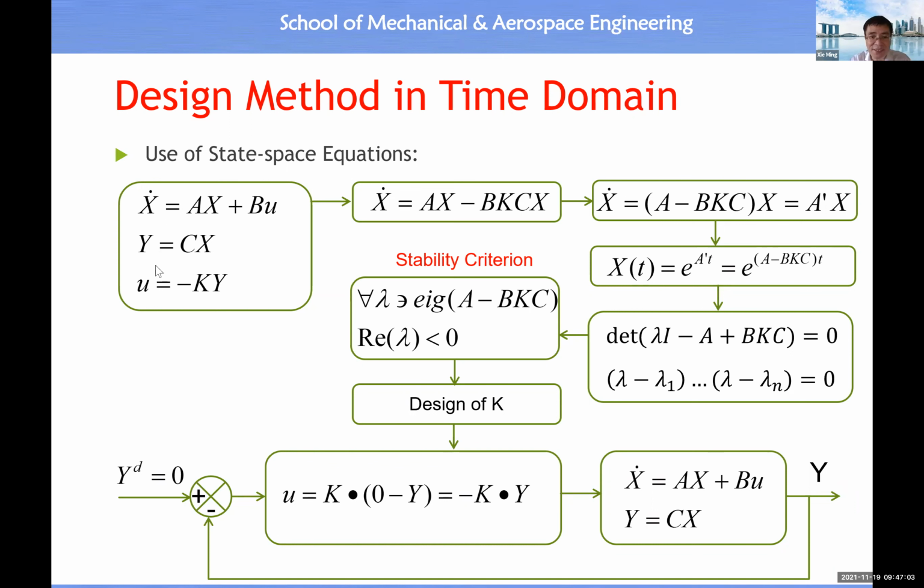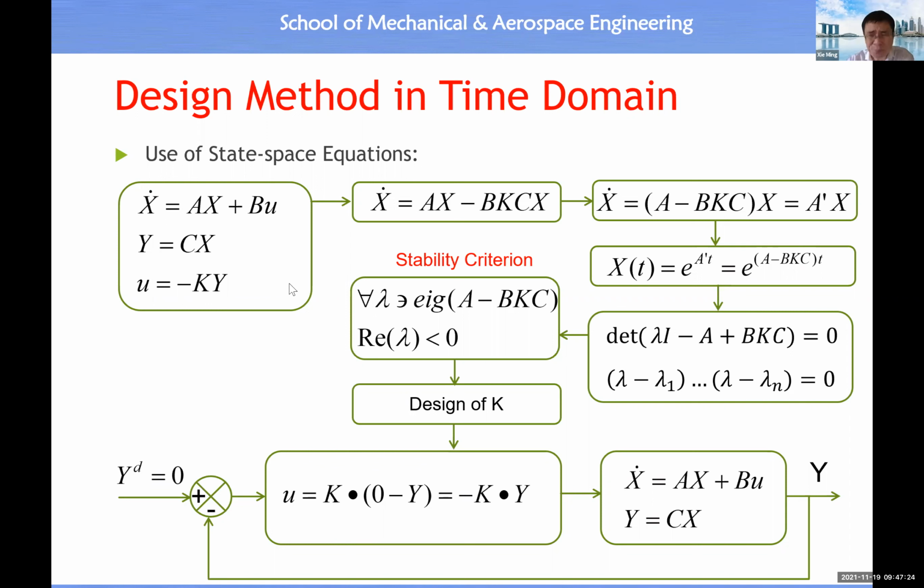Okay, so this is the output here. Then the input here is zero minus y. So with zero minus y, this transfer function is a k, so it is a proportional controller, all right?